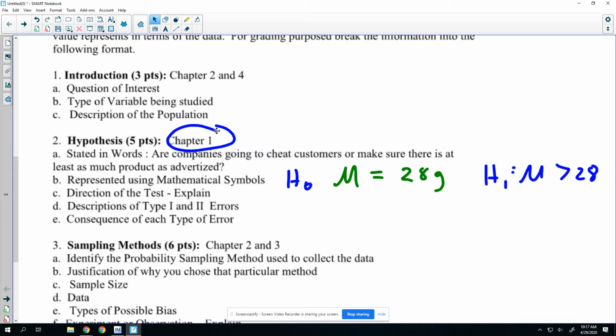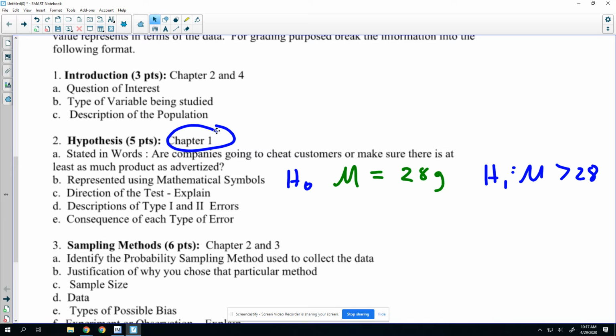The direction of the test, okay, that comes from the alternative. If you're uncertain of the direction of the test, go back and look at chapter 1. It will explain in a video how to find it. Notice on here, you also need to explain. You need to summarize what you're thinking. Okay, there's a consequence and there's a description.